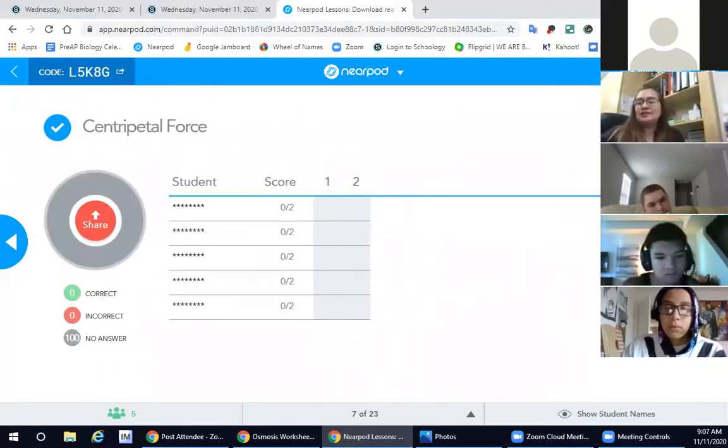All right, so I just told you what it is. Go ahead and answer the first question, and then take a guess at what the types of centripetal force can be.